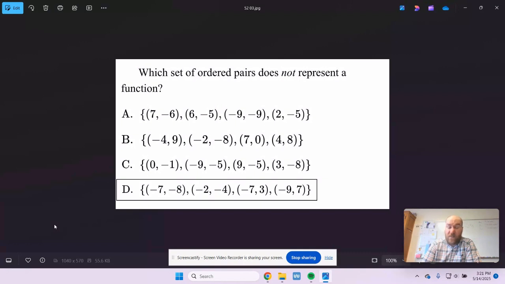-7 is the input, and it's paired with -8. But then later, just 2 points later in this relation, -7 is paired with 3. For this to be a function, -7 needs to always be paired with the same number, in this case, -8. So later, when we see it not paired with -8, we can see why it's not a function. If they use the same x value more than once, and it's always paired to the same y value, that's okay. That means it's a function.